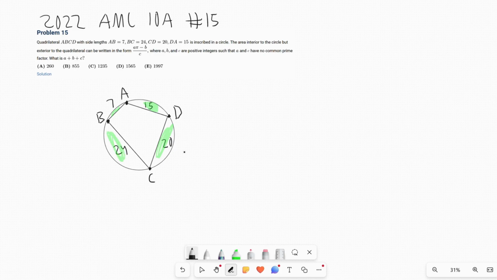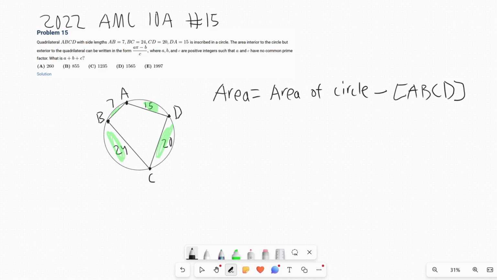And we could write this out as the area we want is equal to the area of the circle minus the area of ABCD. And this can be written in some form, and basically we have to find this area. So the first thing we should notice is that ABCD is a cyclic quadrilateral and we know all of its side lengths. So we can easily compute the area.